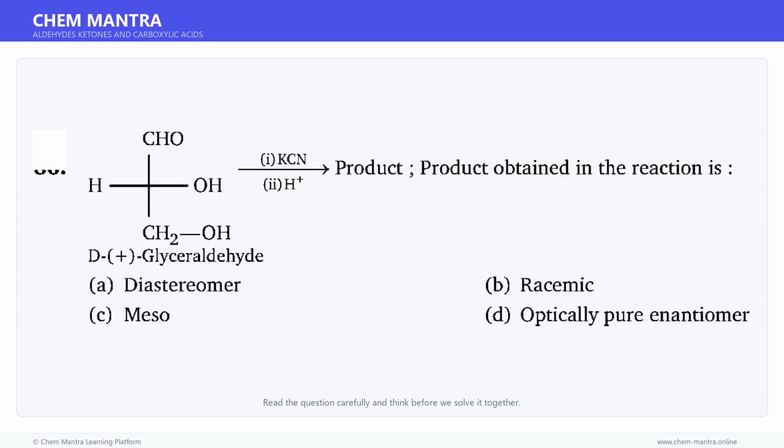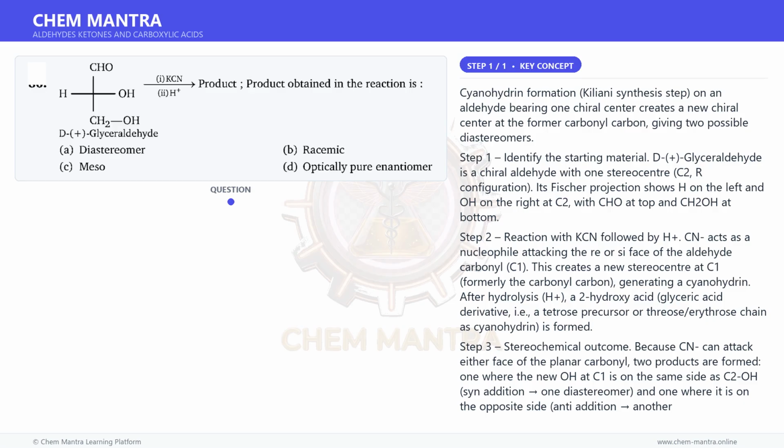Here is a question. Read it carefully and think about the answer. Let us solve it step by step. Let us first understand the key concept here. Cyanohydrin formation, the Kiliani synthesis step, on an aldehyde bearing one chiral center creates a new chiral center at the former carbonyl carbon, giving two possible diastereomers.